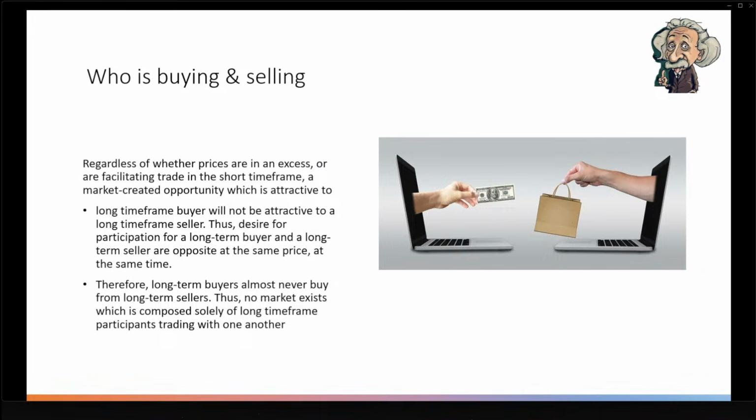Just make sure, if you're investing, right? There's a difference between trading and investing. A lot of people might confuse it, but it's probably not good to do that. A long time frame buyer will not be attractive to a long term seller. Is that fairly clear? Do we need to beat this around too much, this piece? This is a pretty rare sight.